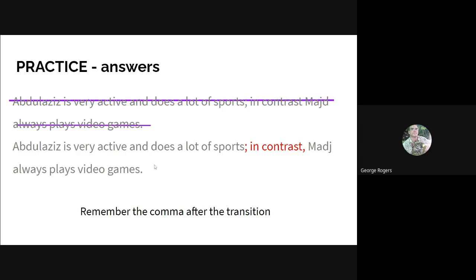Next one. Abdulaziz is very active and does a lot of sports. And so they put a comma after sports, but Majid always plays video games. 2 standalone. But if we're putting them in one sentence, we need a semicolon and the comma goes after the in contrast.